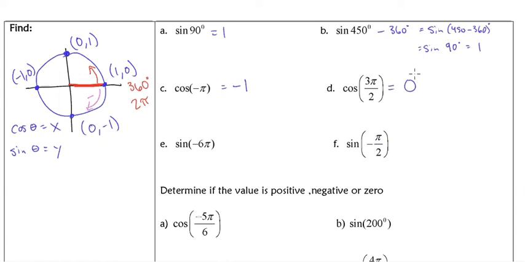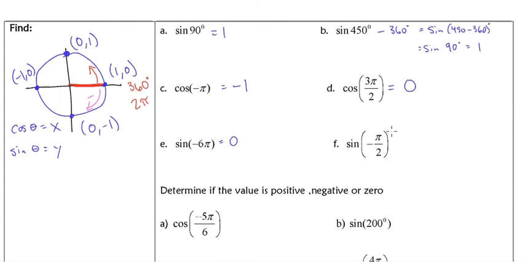Okay, sine of -6 pi. 2 pi is 1 time around the circle. So -6 pi means we're going to be going in reverse 3 full turns. After 3 full turns, we end up right back where we started. Sine is y, and the y value at 1, 0 is 0.